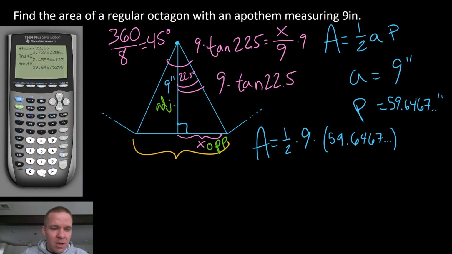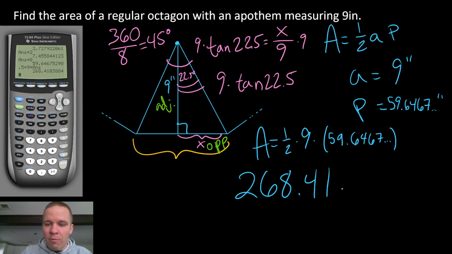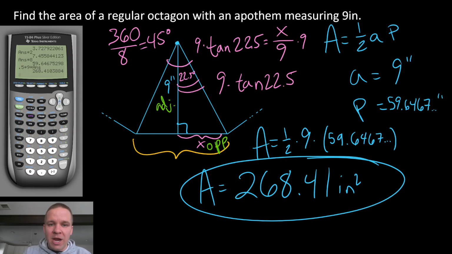So we got 0.5, so 1/2 or 0.5 multiplied by my apothem, which was 9 that was given to me, right? Multiplied by that 59.6467. And actually what I can do is I can hit second, and then if you look down here, it says ANS. Boom, it takes the previous answer, which was the 59.6467, and plugs it in for you. I get 268.41. I am rounding at that point in time because this is my final answer for this particular problem. There's my area of that regular octagon with the apothem measuring 9 inches.